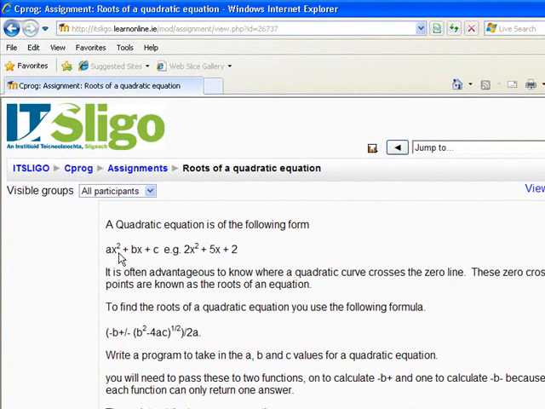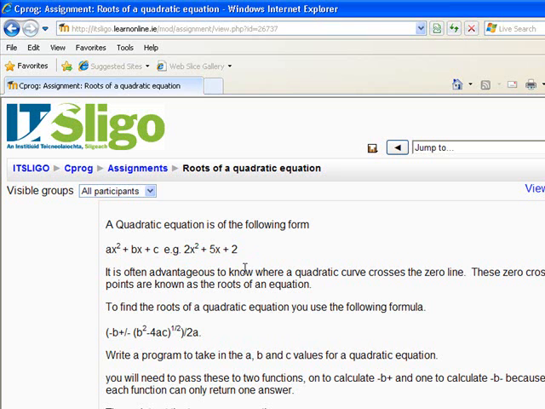Now, we can see here these ones, ax squared plus bx plus c, and I've given an example there of 2x squared plus 5x plus 2 as being an example of that. In this case then, a here is a value of 2, b here is a value of 5, and c is a value of 2. Okay. Now, these are called quadratic equations.